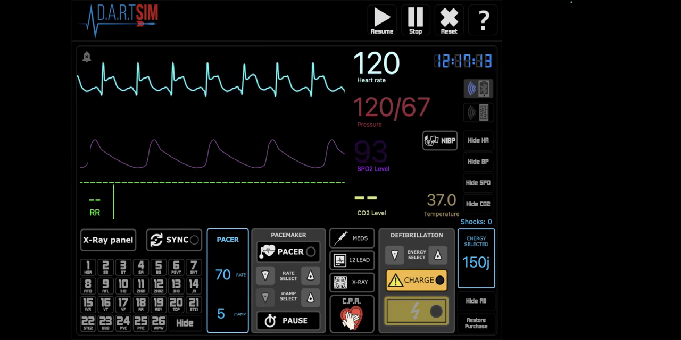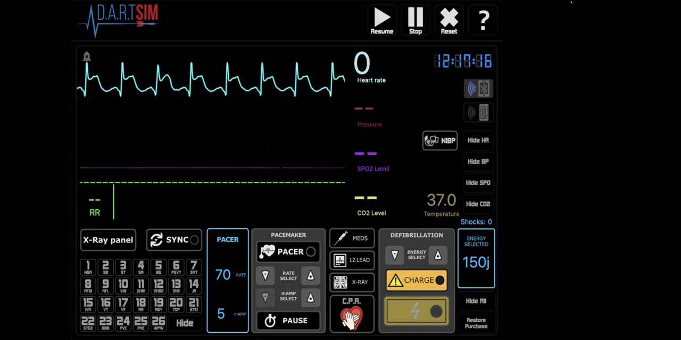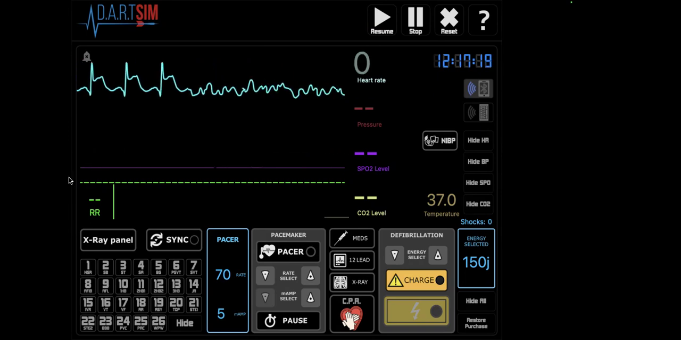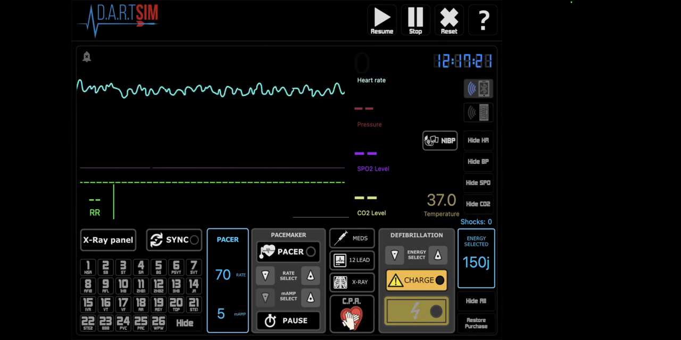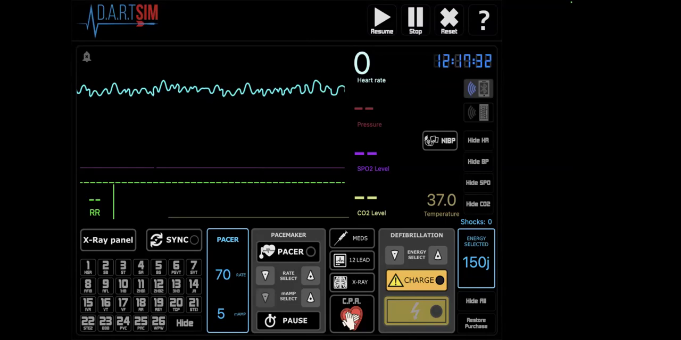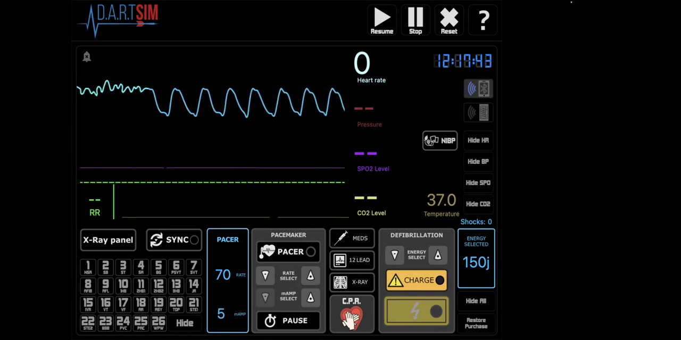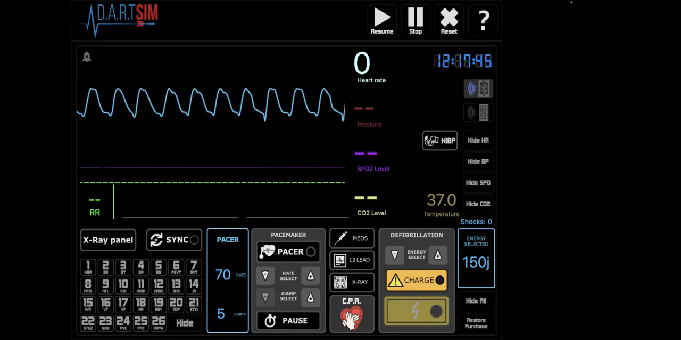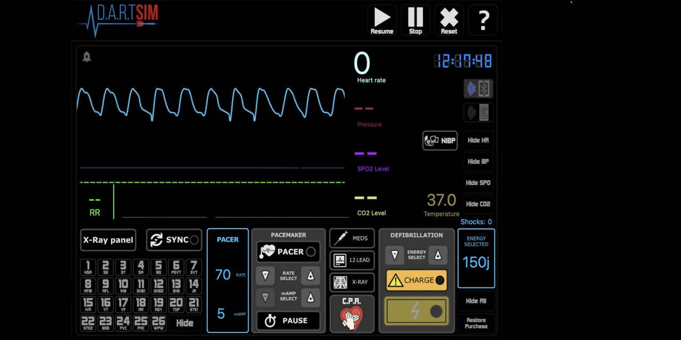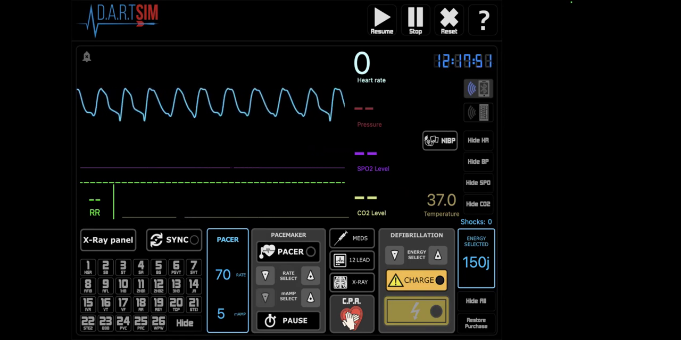And all of a sudden, he goes into this rhythm. Can you see how his SAT went absolutely flat? That's an indication that this rhythm has no perfusion to it. You would do a quick pulse check. You have no pulse. So your colleague has started CPR. And if you look up on the monitor, this is what you see when somebody is doing CPR, unless you have a fancy monitor that gives you what we call see-through CPR.